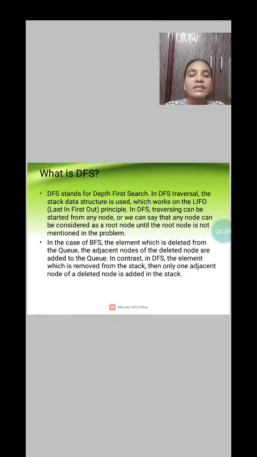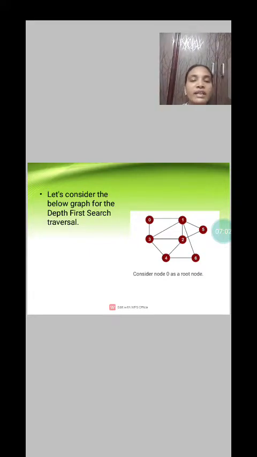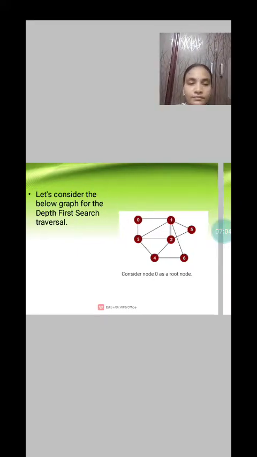In the case of BFS, when an element is deleted from the queue, the adjacent nodes of the deleted node are added into the queue. In contrast, in DFS, when an element is removed from the stack, only one adjacent node of the deleted node is added to the stack. To explain it more clearly, I came up with an example. Let us consider the below graph for DFS traversal.